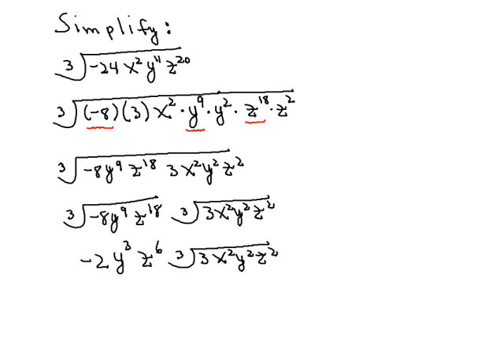Now just a final note here, whenever you have an odd index and a negative radicand, you always want to be sure that the negative factor comes out of the radical. It should not be left inside.